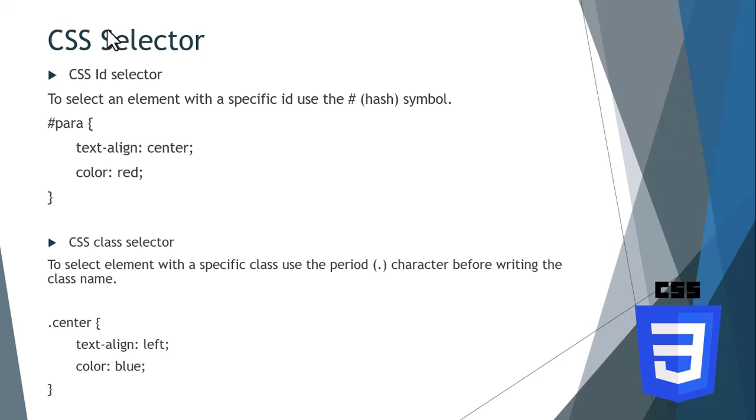Okay, welcome back. Now we are going to talk about the CSS class selector. And what is the CSS class selector? The CSS class selector is used to select elements with a specific class using the period symbol. And what is the period symbol? Which is the dot symbol. All right, so now let's move to our CSS class.